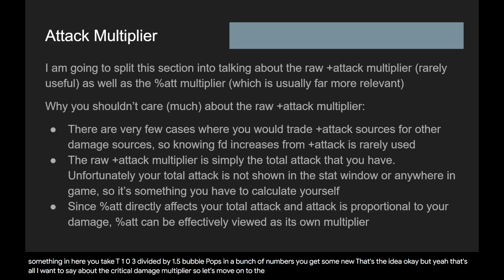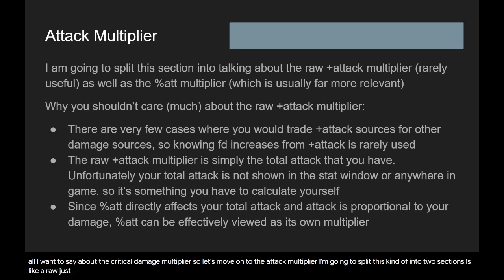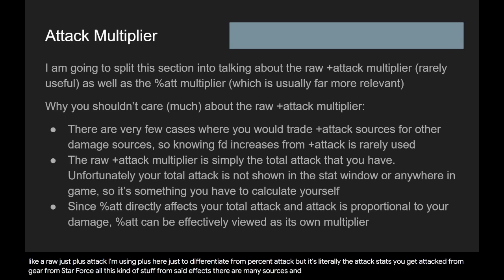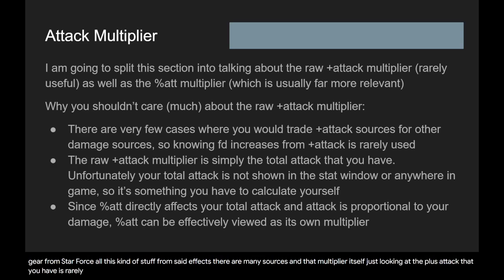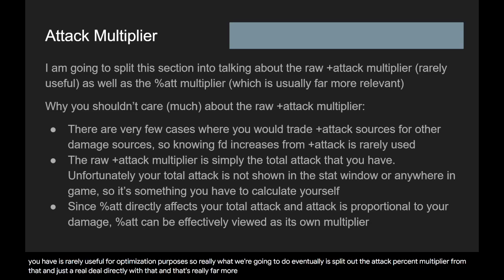So let's move on to the attack multiplier. I'm going to split this into two sections. There's a raw plus attack. I'm using plus here just to differentiate from percent attack, but it's literally the attack stat. So you get attack from gear, from Star Force, from set effects, all this kind of stuff. There are many sources, and that multiplier itself, just looking at the plus attack that you have, is rarely useful for optimization purposes. So really what we're going to do eventually is split out the attack percent multiplier from that and deal directly with that, and that's usually far more useful.